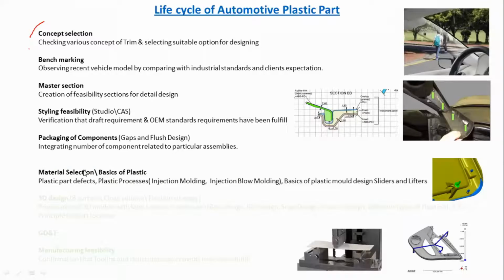Then we have the material selection process. Here we check how to select the material based on the thermal, physical as well as chemical properties that we are going to have for that particular part.